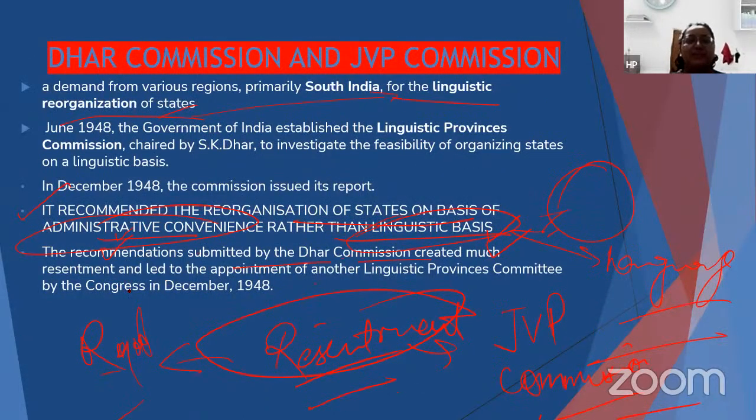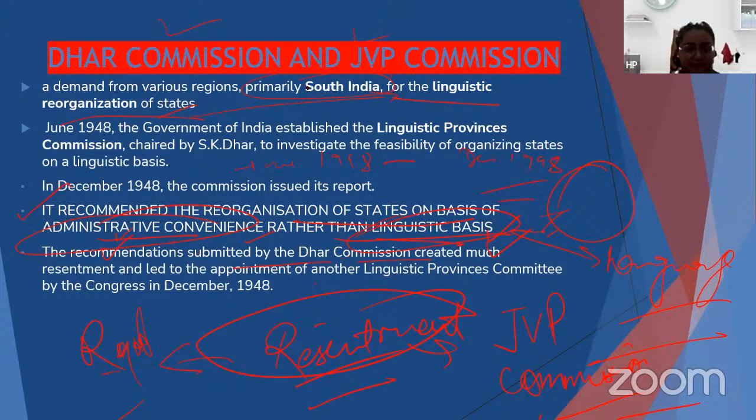Then after this, when there was a demand primarily from South India किस चीज का, कि एक linguistic reorganization होना चाहिए states का, then there were 2 committees, 2 commissions set up. First was Dhar, then was JVP, and the last one was Fazal Ali Commission. Okay, so Dhar Commission ने recommend किया कि administrative convenience होना चाहिए rather than linguistic basis. The commission was set up in June 1948, submitted its report in December 1948.